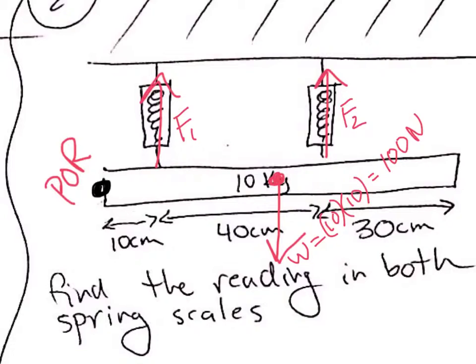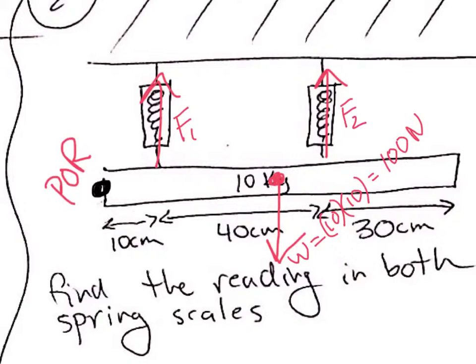Notice how we have, what are we noticing? 10, 40, 50, 30. Okay, so the total distance is 80. We know that the radius for this force is going to be 10. The radius for the center of mass is the center of 80, so 40. And the radius for this guy is 50. Okay, so let's write that out and see if it works.